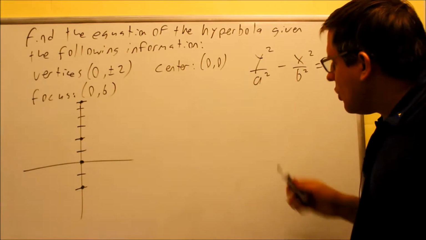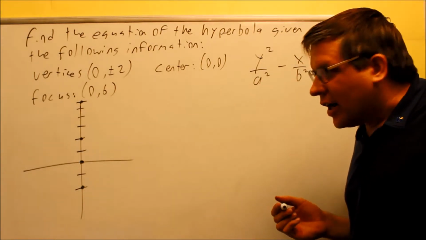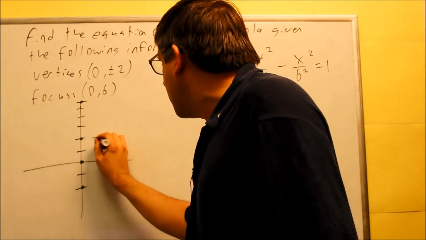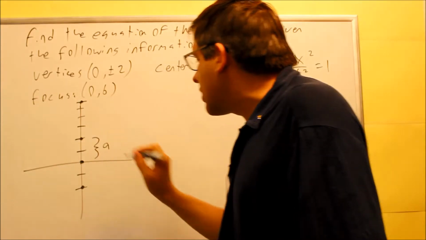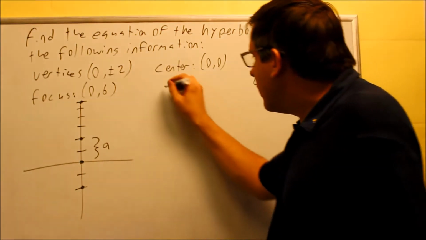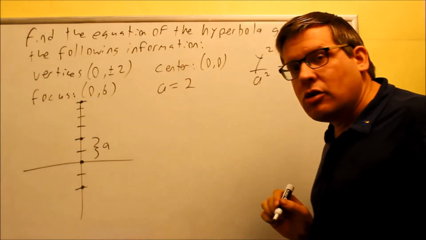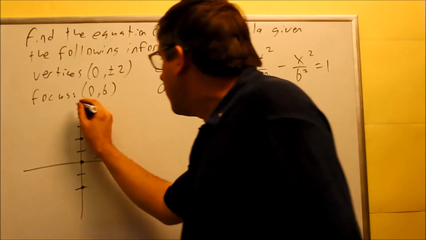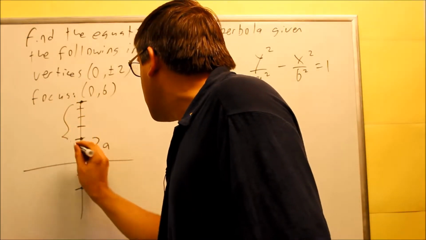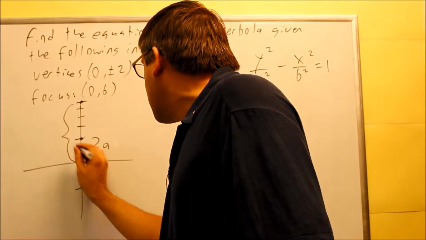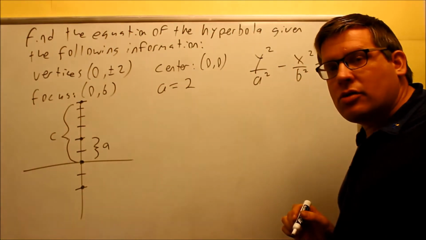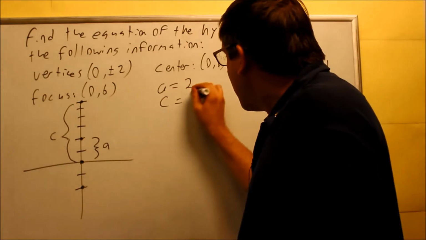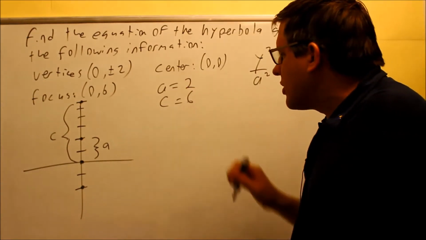Alright, let's see what information has been provided. The distance from the center to a vertex, that's going to be a. So we have our a value given. I know a is going to be 2 based on this. And then this one here is going to be your c value, because that's the distance from the center to the focus. So I know that my c value is going to have to equal 6.